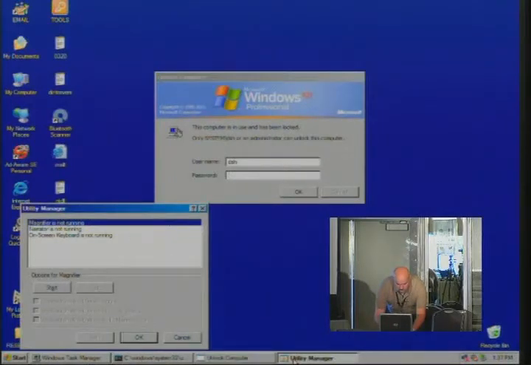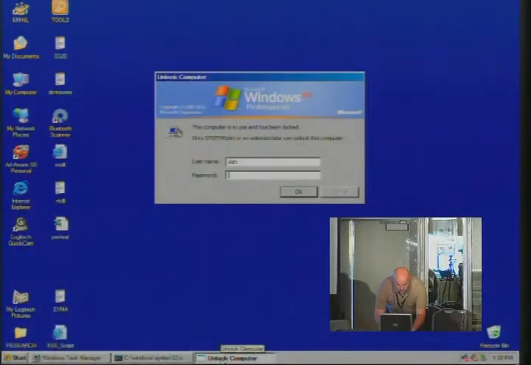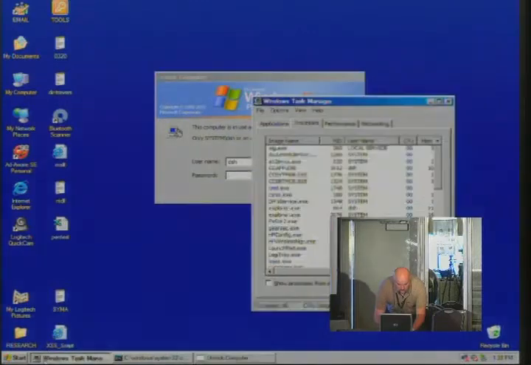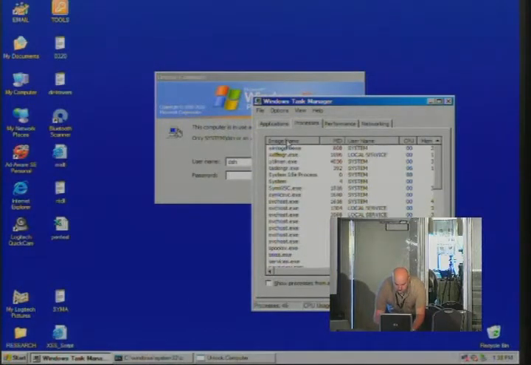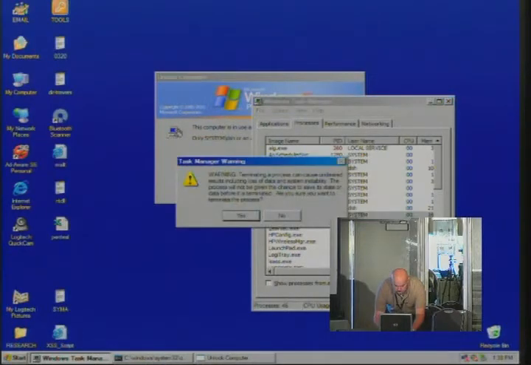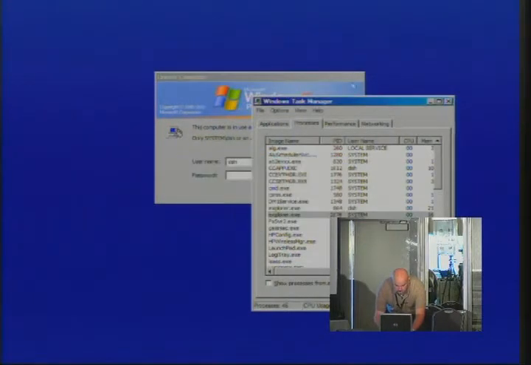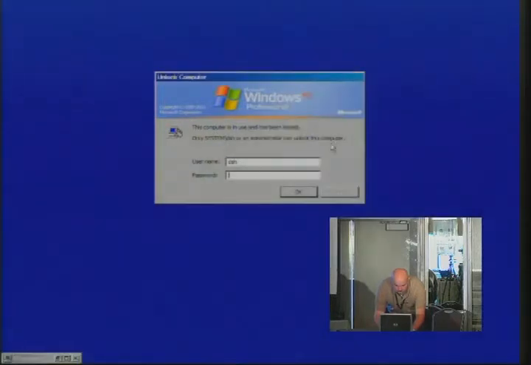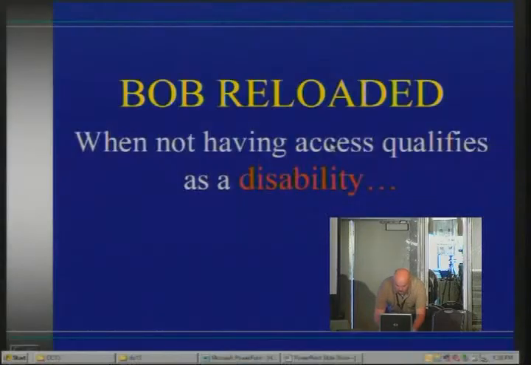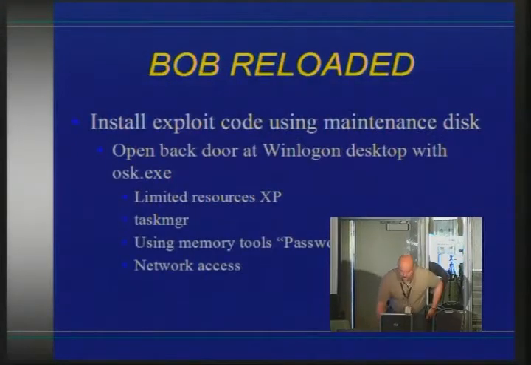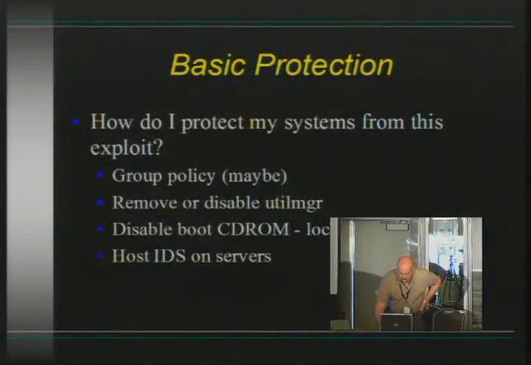Shut a few of these things down. Come on. Get rid of that desktop. Okay. Did that, we did that.